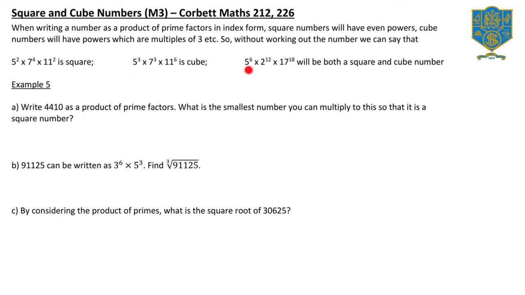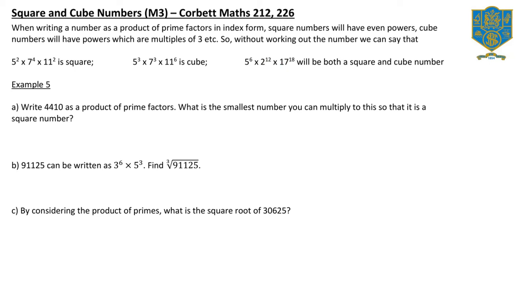And if we look at 5 to the power of 6 times 2 to the power of 12 times 17 to the power of 18, we can see that the powers are all even. So that means it's going to be a square number. But also the powers are divisible by 3. So that means it must also be a cube number.